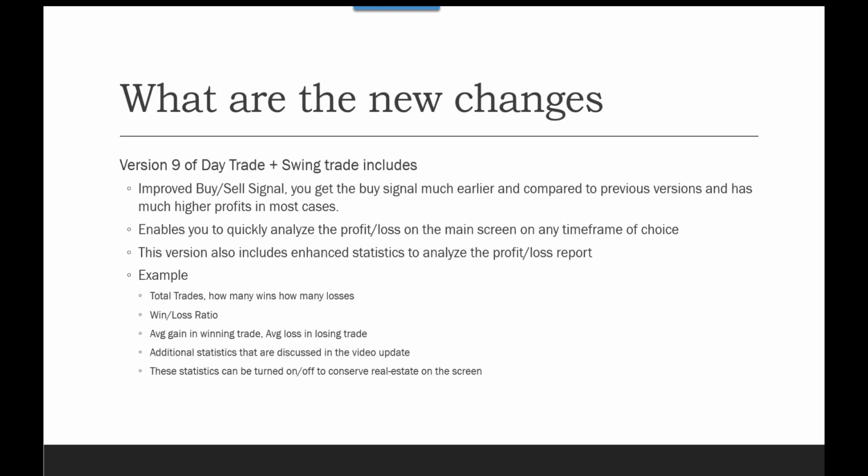The second thing I've added is the ability to quickly analyze the trade. As most of you know, in version 6, I added the capability of generating a report. You could right click on the up arrow or the down arrow in the trade, and you can see a profit loss report. But you needed to go through the report manually to see how many wins you had and how many losses you had, what was the average win, average loss. Now all the statistics are available upfront on the main screen.